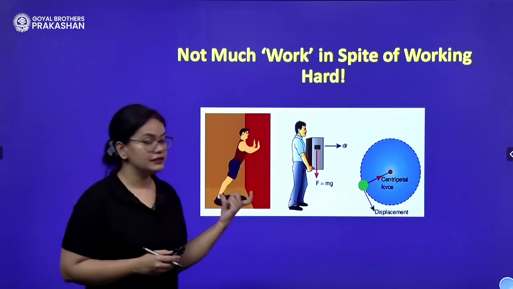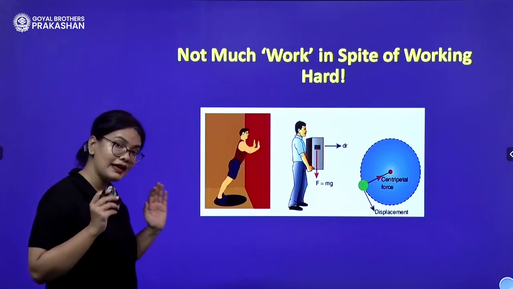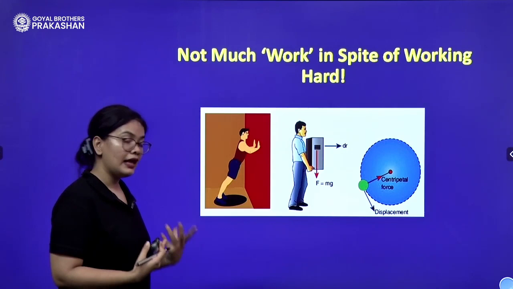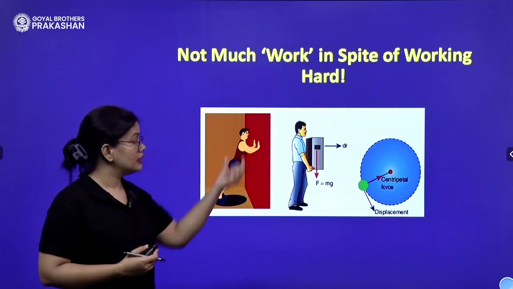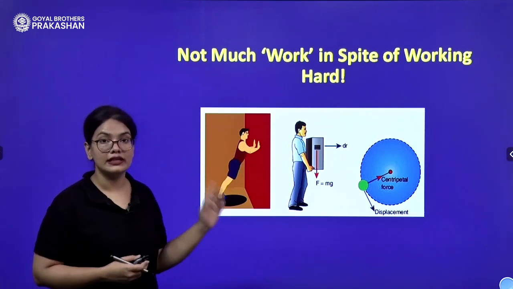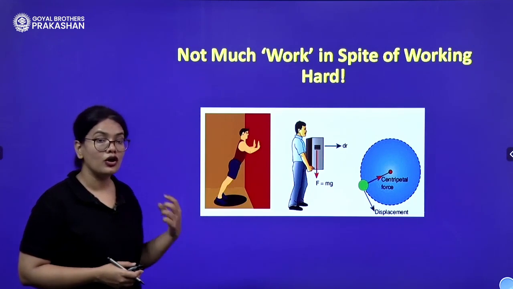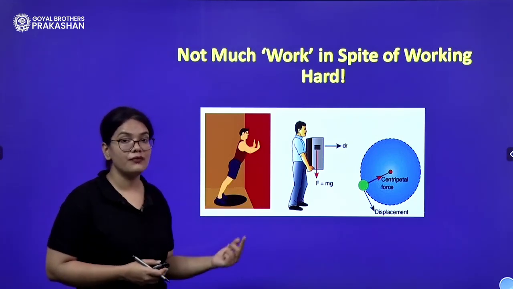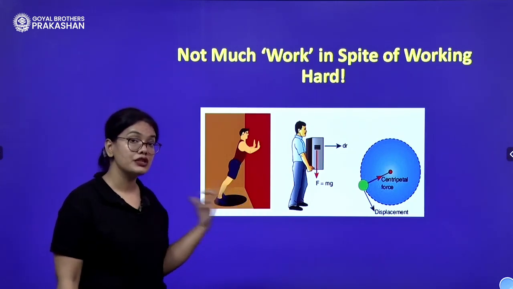Suppose there is a person who is continuously pushing a wall. He is applying so much force and energy, and after some time he might also get tired. But in this case, no work is done. There is no displacement of the wall, no movement, no change in the wall. So we say that the work is zero. This is a case of zero work.